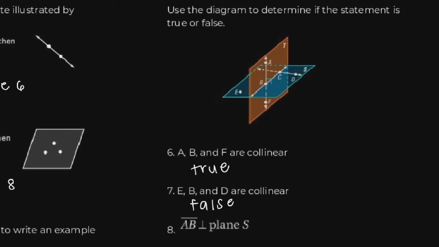Next we have AB is perpendicular to plane S. Plane S is that light blue colored plane, and line AB is right here. And if you can see, I know it's kind of small, but right here is a perpendicular symbol or right angle symbol. So that means that line AB is perpendicular to line BC, which means that this is perpendicular to the plane. So this is true.